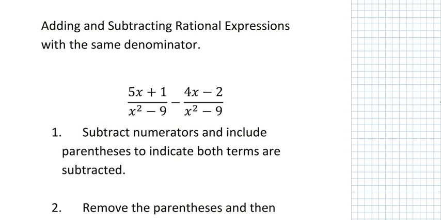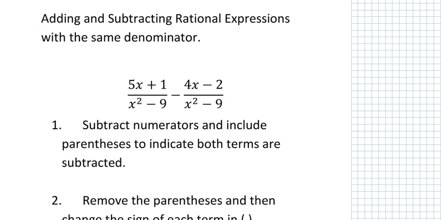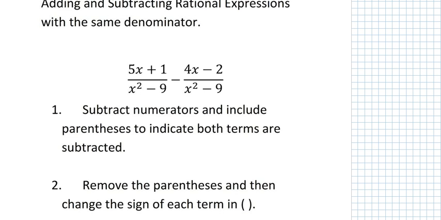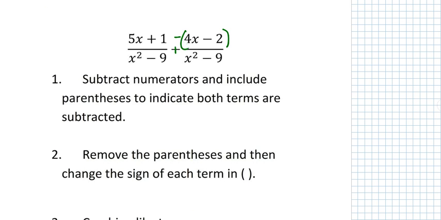Adding and subtracting rational expressions. With the same denominator, you basically just subtract the numerators. Remember something: when you subtract, it's like that's in parentheses. When you subtract, you have to add the opposite. So you basically distribute the negative sign into the right-hand side.